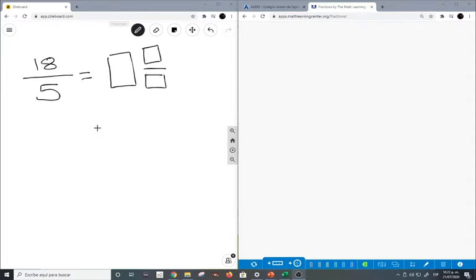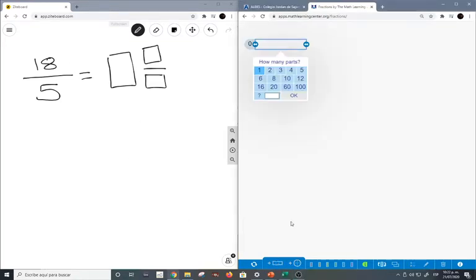Okay, kids, in this video I am going to teach you how to represent or transform improper fractions like this one to mixed numbers. Remember that improper fractions are those fractions whose numerator is bigger than the denominator. So, if you represent it graphically, you are going to need more than one unit. So let's represent this fraction here.